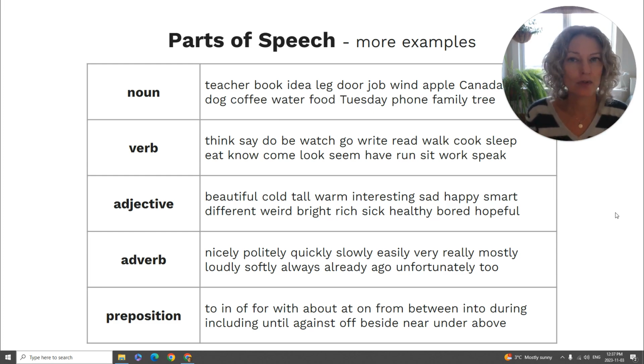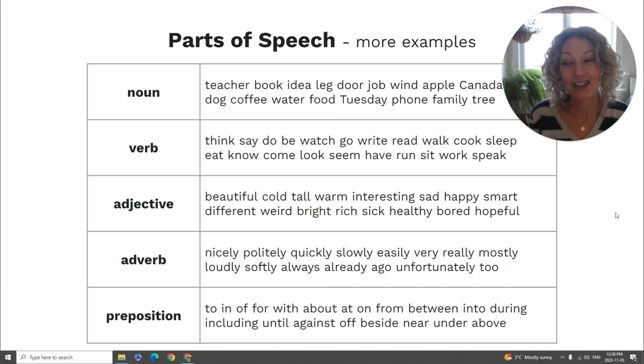Okay, verbs. Verbs, remember, are actions or states. Other examples of verbs might be think, say, do, be, watch, go, write, read, walk, cook, sleep, eat, know, come, look, seem, have, run, sit, work, speak. So try to think of a verb that's important to you, an action or a state that's important to you.